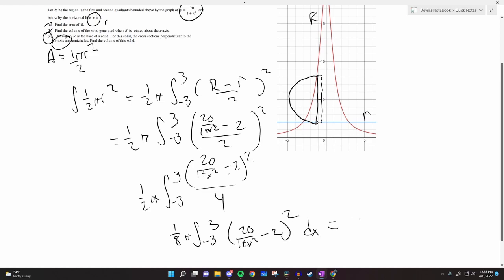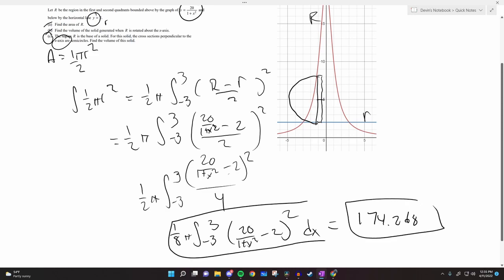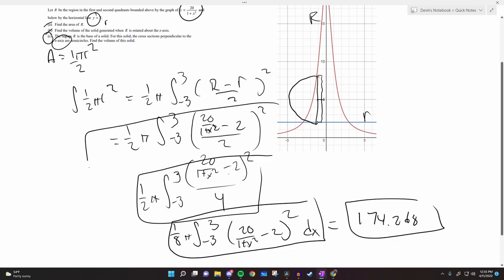Putting this in a calculator, you get approximately 174.268. And then on the AP test, you'll get a point for your answer and a point for either integral you set up. It could be this one, it could be that one, or it could be one back here.